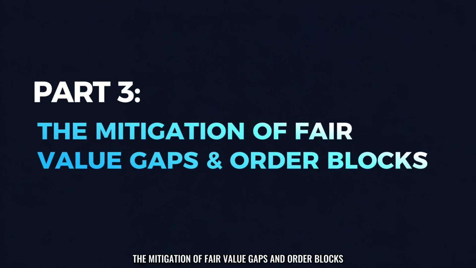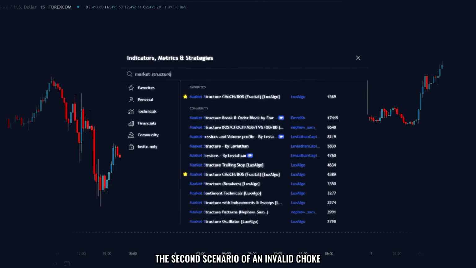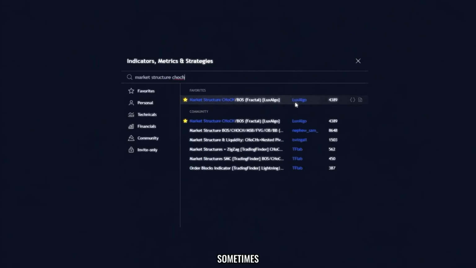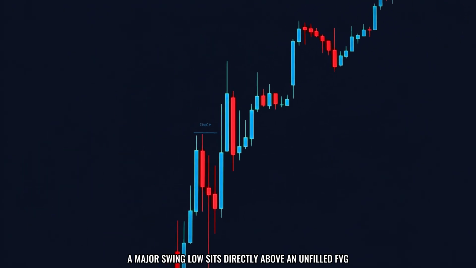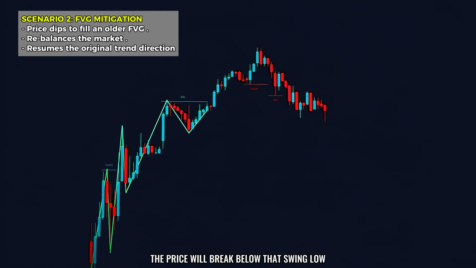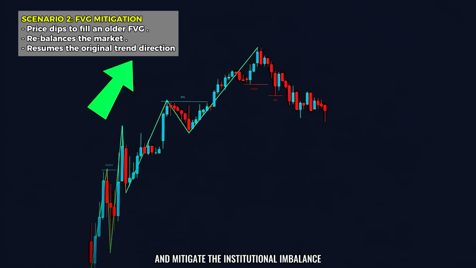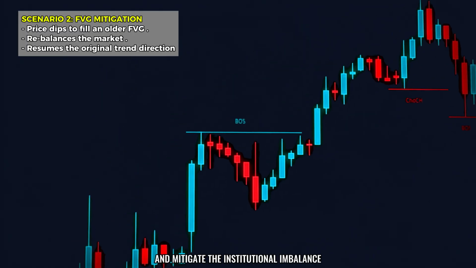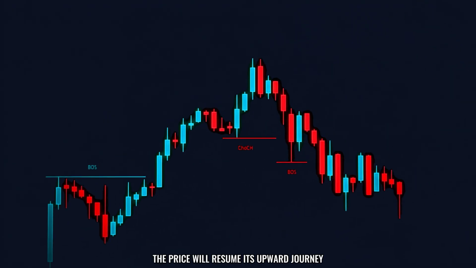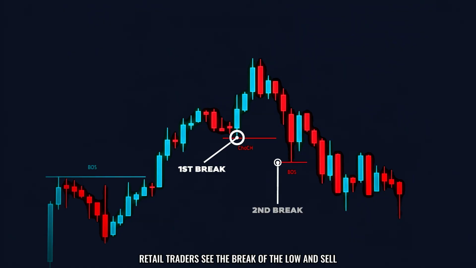Part 3. The mitigation of fair value gaps and order blocks. The second scenario of an invalid CHoCH is fair value gap mitigation. Sometimes a major swing low sits directly above an unfilled FVG. The price will break below that swing low simply to fill the gap and mitigate the institutional imbalance. Once the gap is filled, the price will resume its upward journey. Retail traders see the break of the low and sell, only to watch the price shoot up.